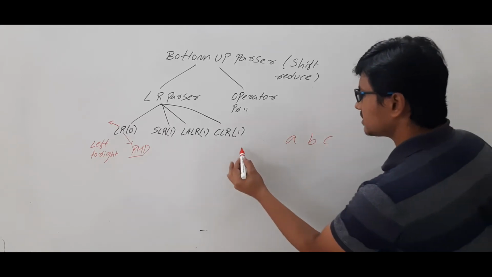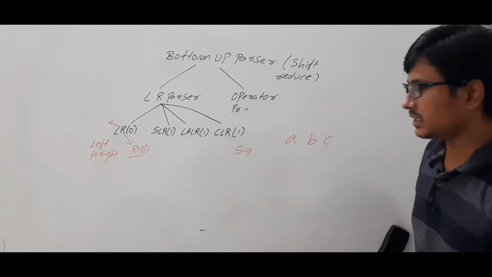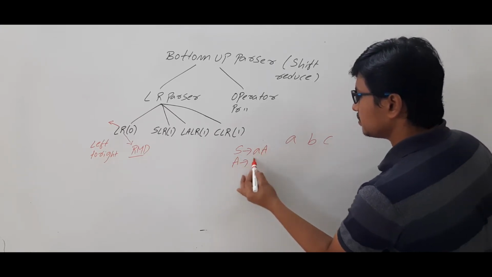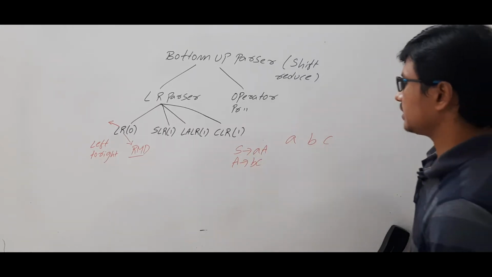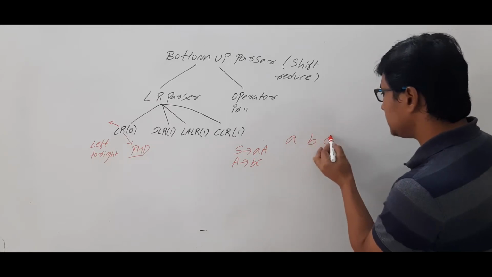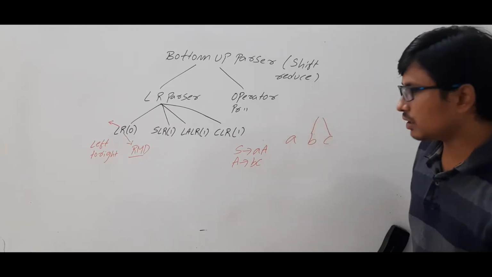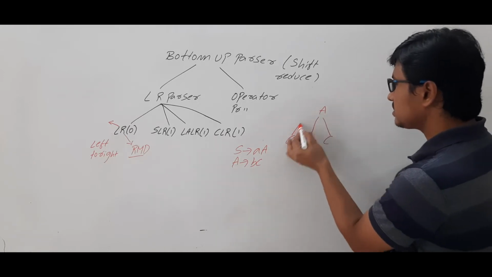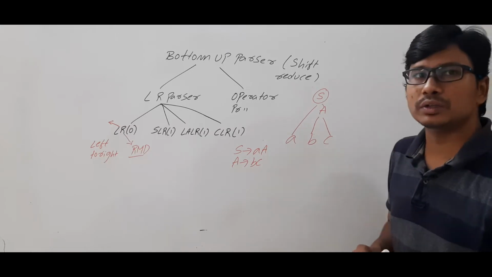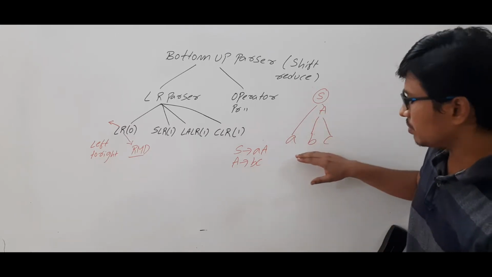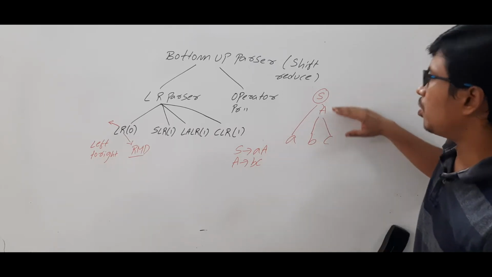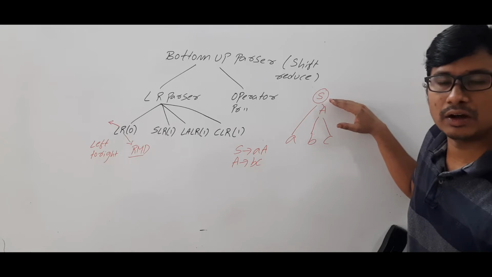I have a grammar such that S derives aA, and A derives bc. Okay, let me take it. Now, how the bottom-up parser will work is that b and c will be reduced to A, then a and A will be reduced to S. So finally you have gone to the start symbol. From the terminals you are going to the start symbol. That's why it is called a bottom-up parser. Is it clear? Are you able to understand?